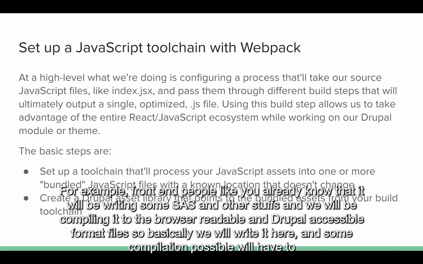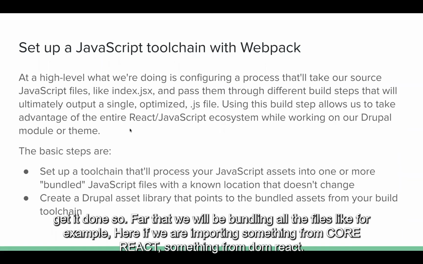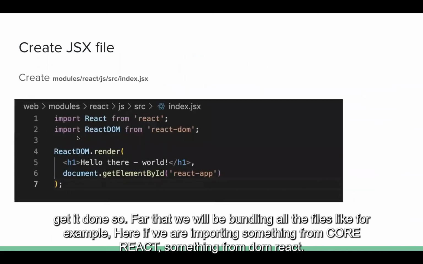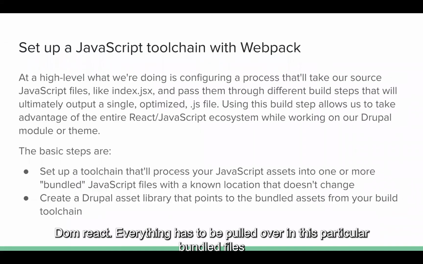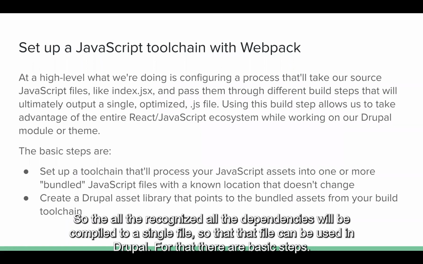So basically we will write it here, and some compilation process we have to get done. For that we will be bundling all the files. For example, if we are importing something from core React and something from React DOM, everything has to be pulled into this particular bundled JS file. So all the requirements and dependencies will be compiled to a single file, so that it can be used from Drupal. For that, there are basic steps.